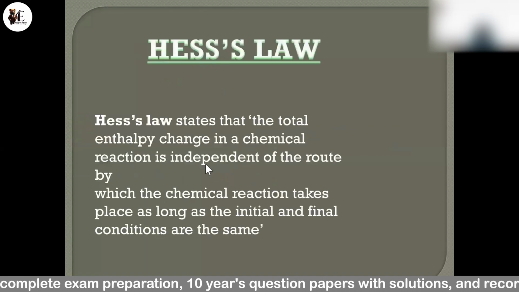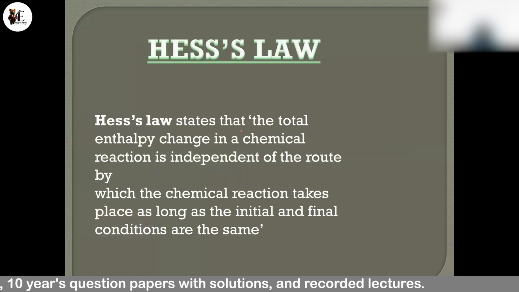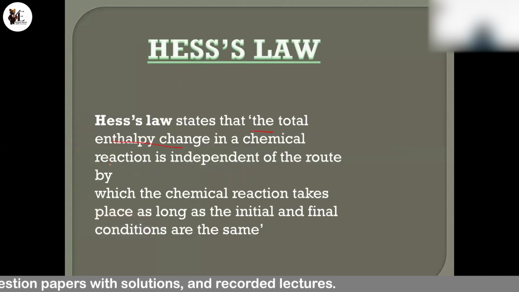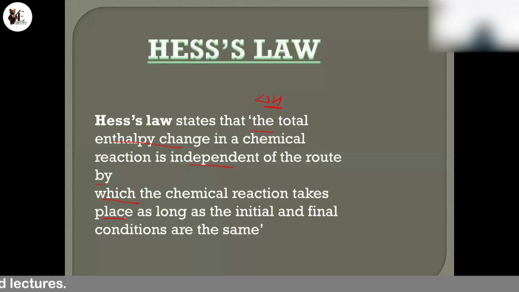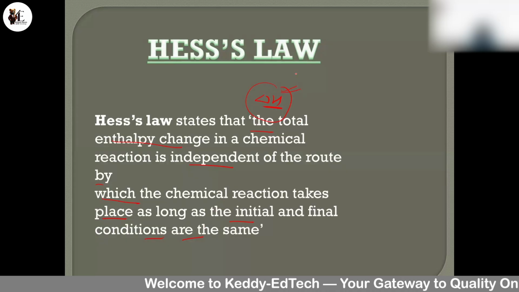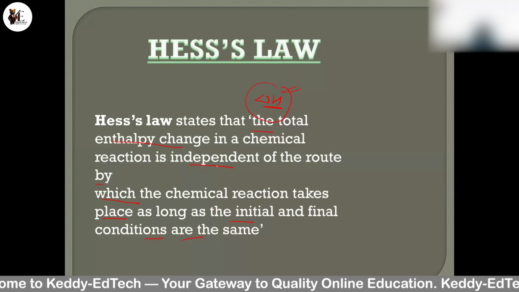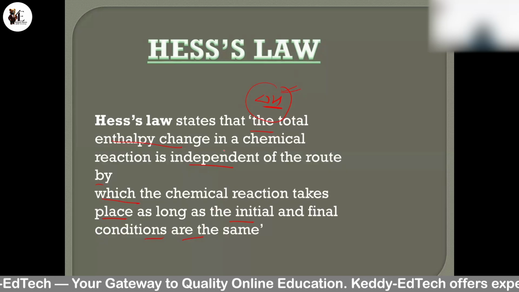Very good. Next law is Hess's law. What is Hess's law? It is very simple. It states that the total enthalpy change in a chemical reaction, total delta H, is independent of the route by which the chemical reaction takes place, as long as the initial and final conditions are the same. It simply means that delta H only depends on the initial state and final state. It does not depend on the route it has taken, or the path.